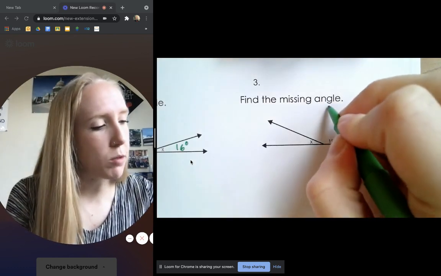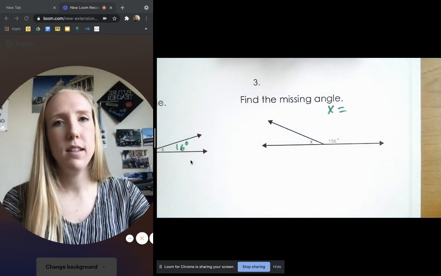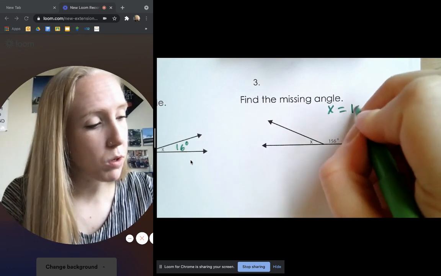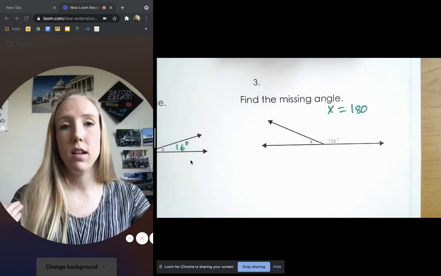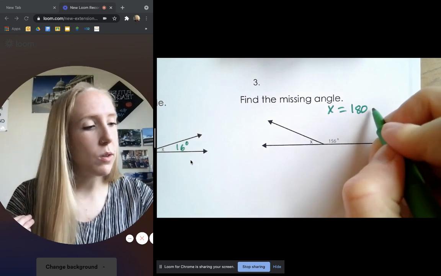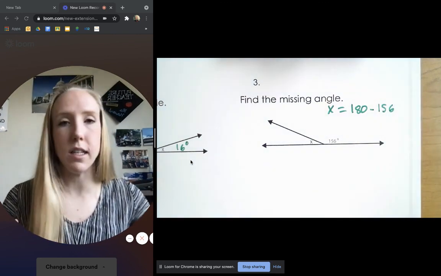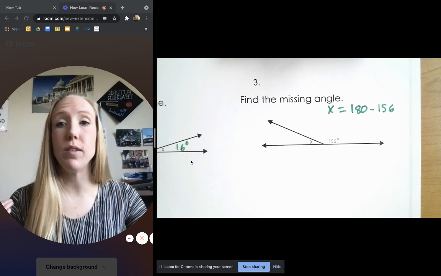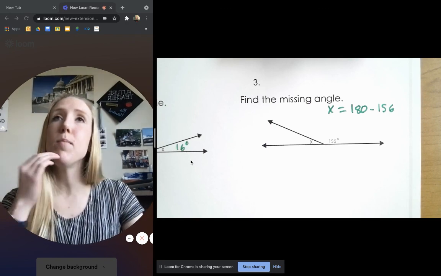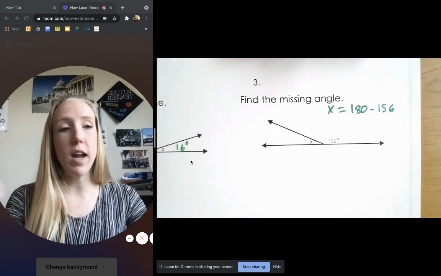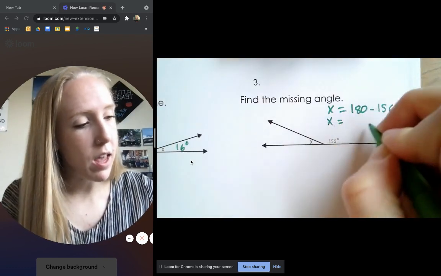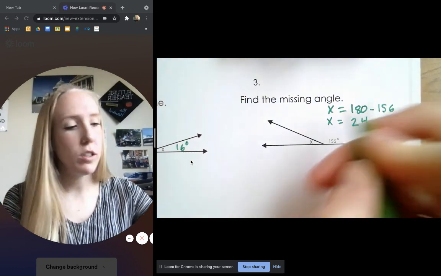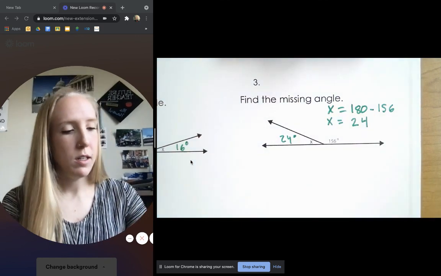Okay, so again, I'm trying to figure out x. I know that since it's a straight line, this equals 180 degrees, the whole thing. I want to figure out what x is, so I take away 156 degrees. To figure out what 180 minus 156 is, I think, okay, how many more do I need to get from 156 to 180? The answer is 24. So this has to be 24 degrees.